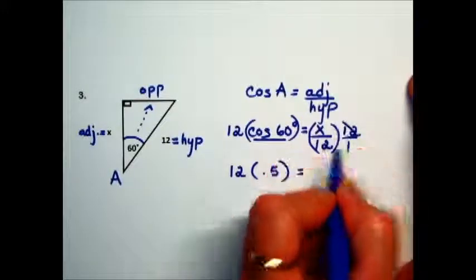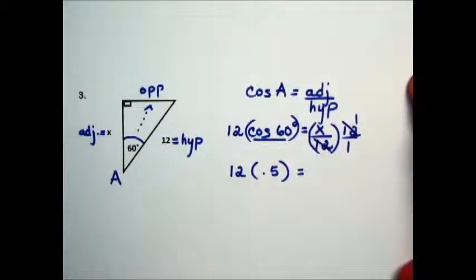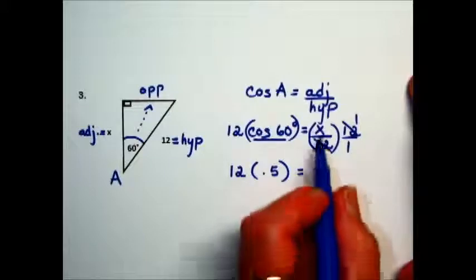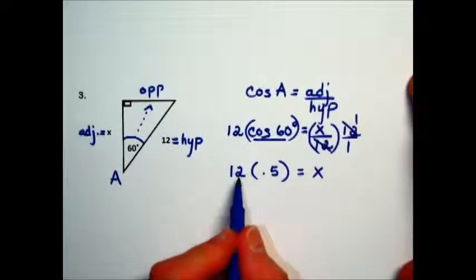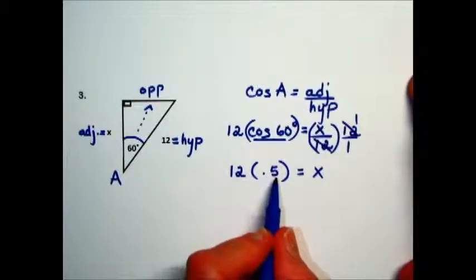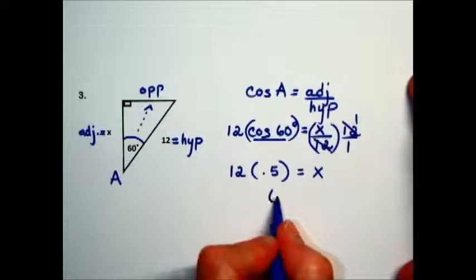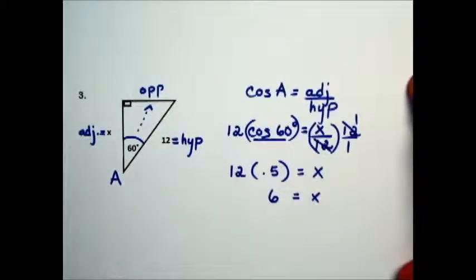The 12 in the numerator over the 12 in the denominator, 12 divided by 12 is 1, canceling out, leaving us with x times 1 divided by 1 is x. And the last step then is to multiply our decimal value of 0.5 by 12, which gives us an answer of 6. So our adjacent side has a length of 6 for this triangle.